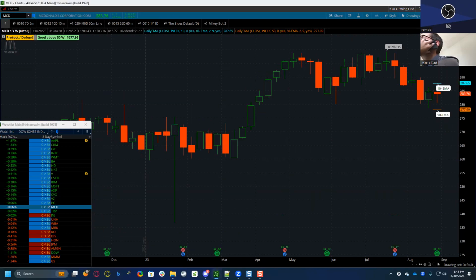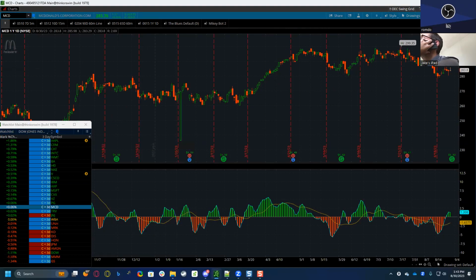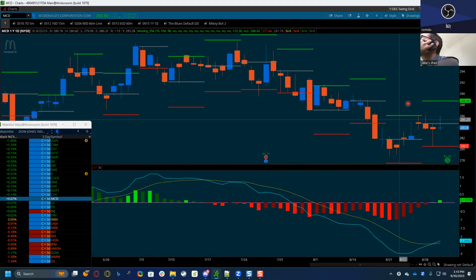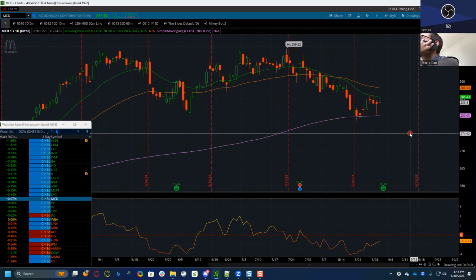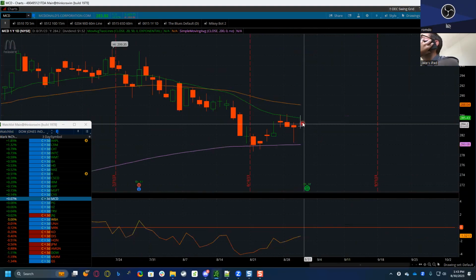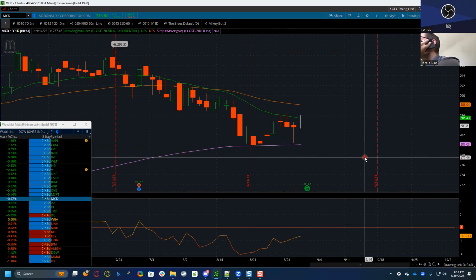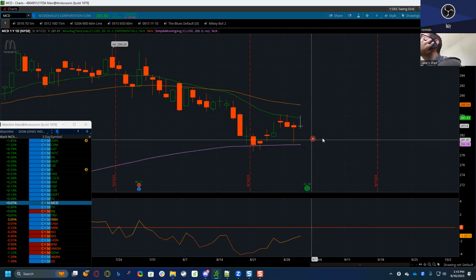It just needs to break that trigger, whether you're going to take it on a daily or a weekly. For the daily, I mean, that pin bar that brought it back up, that's hard to argue with. I like 280 for a short.